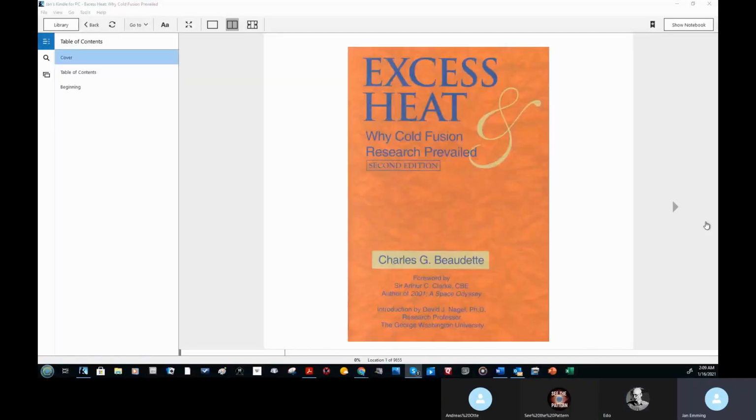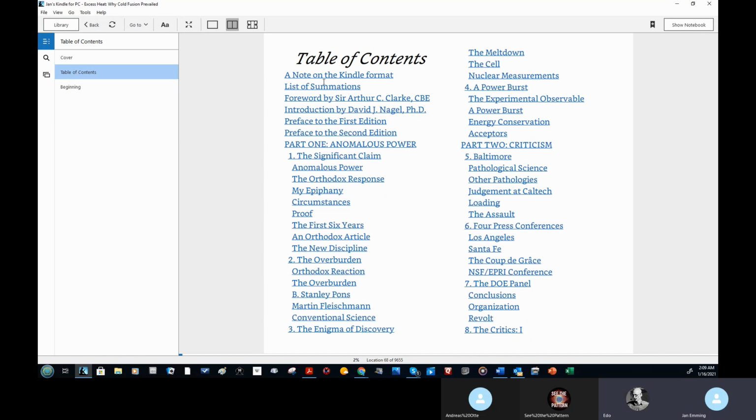I'd like to share a book by Charles Beaudette. It's called Excess Heat, and maybe I can share the screen. Yep, take it away. This is the book, and it's the best one that explains what happened in the late 1980s and the 90s following that. So here's the cover and the table of contents. You see it has an introduction by David Nagel. Here you see what's called the meltdown. That's a complete description of what happened there.